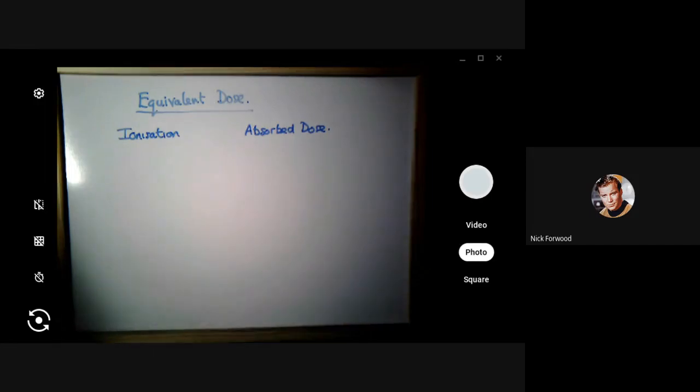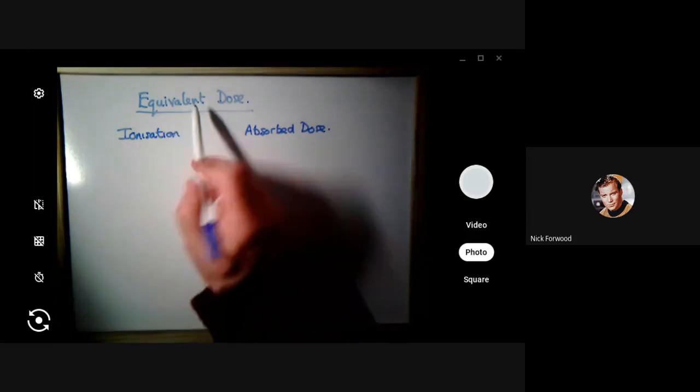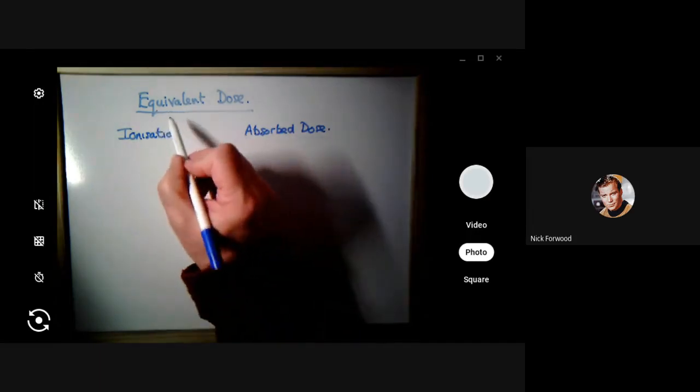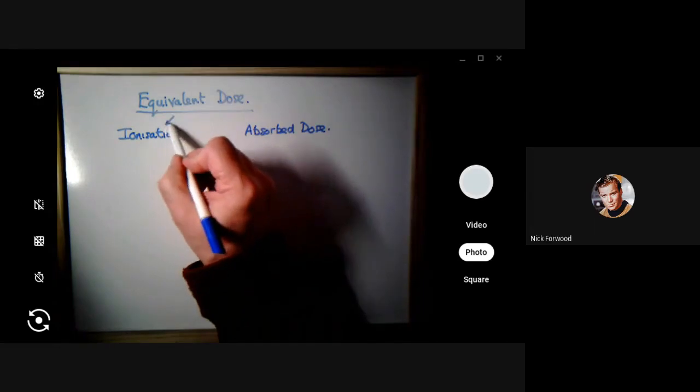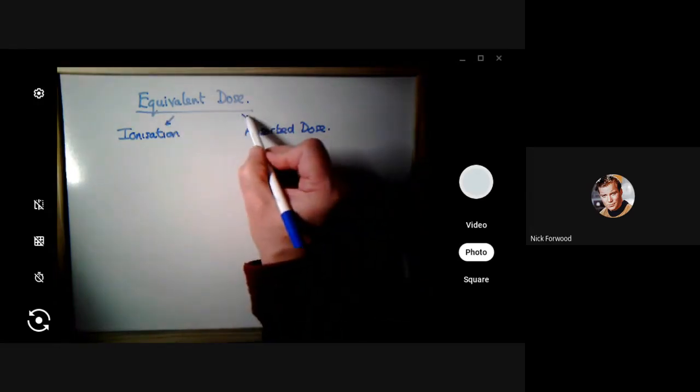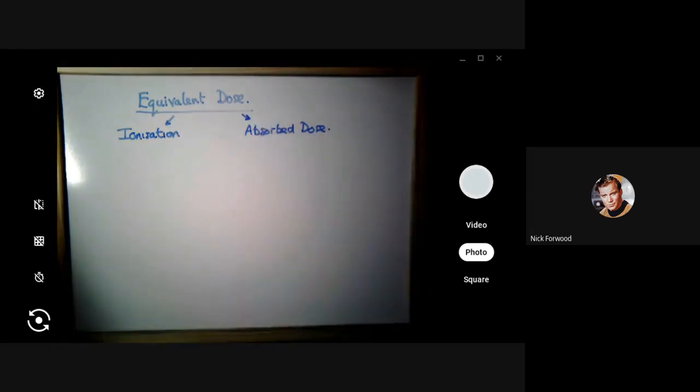Okay, so we've got this thing called equivalent dose, and equivalent dose takes into account both of these things. It takes into account the ionization, and it also takes into account the absorbed dose, and we want both of these things to be kept as small as possible.